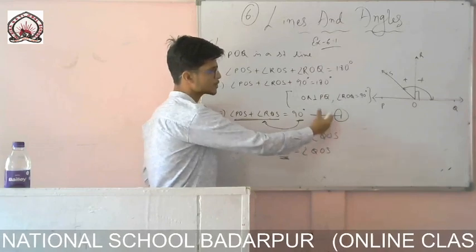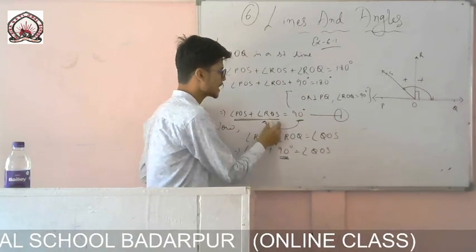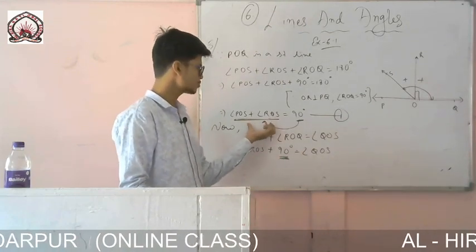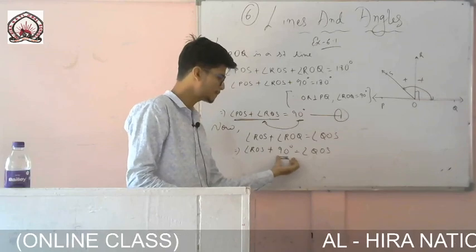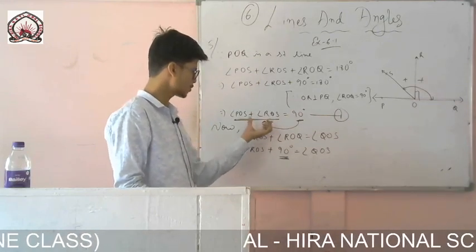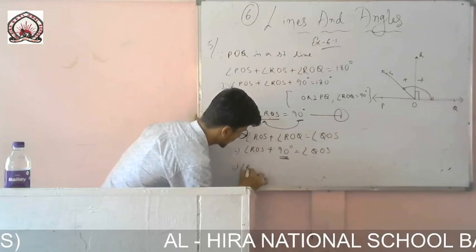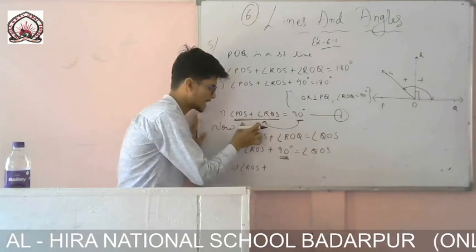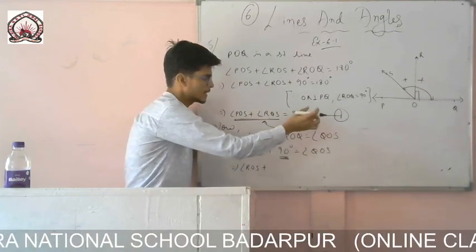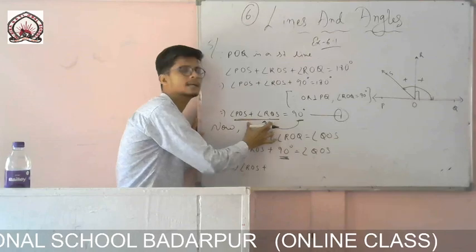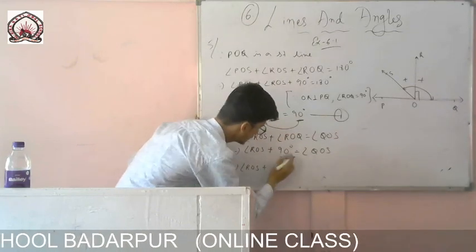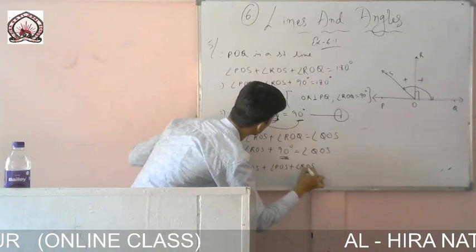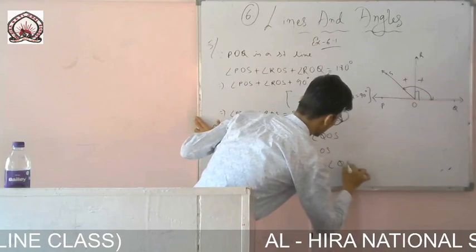And this one, from equation 1, what we have derived, that POS plus ROS is equal to 90 degrees. So I can replace 90 degrees with this one. This two sum is also 90 degrees. That means both of them are equal. So in place of 90 degrees, I will write angle POS plus angle ROS is equal to angle QOS.